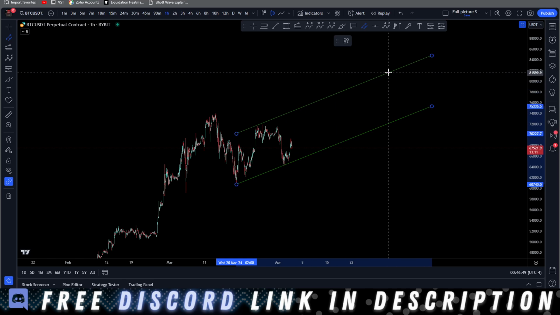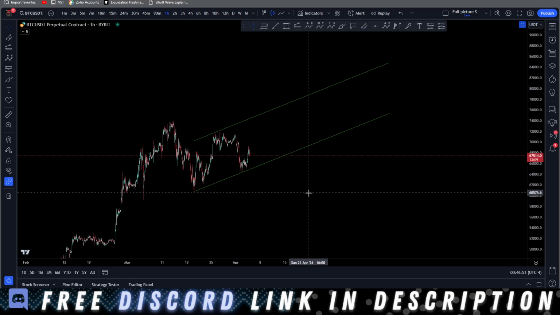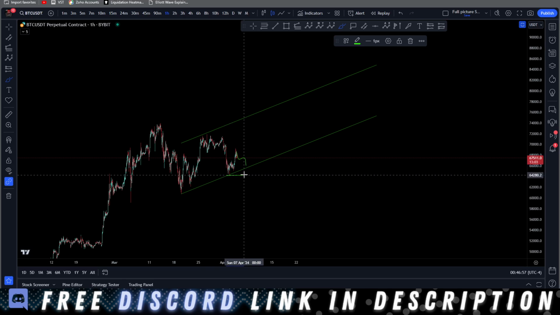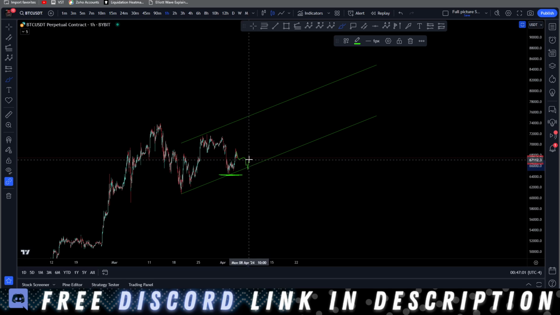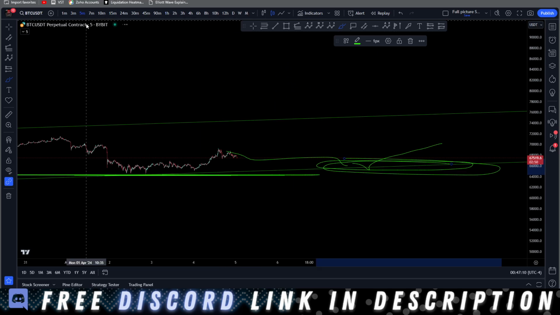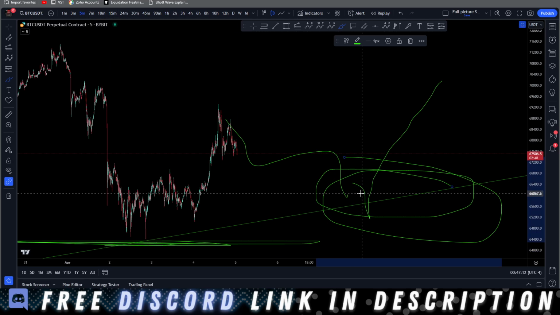We're just drawing a parallel channel just like that, and I'm looking for a corrective wave to come down. I don't want to take this level out for this to stay valid. We can sneak down here, and then I want to see a nice turnaround zone right here to the upside, right off our channel. These are the things I'm looking out for, guys.